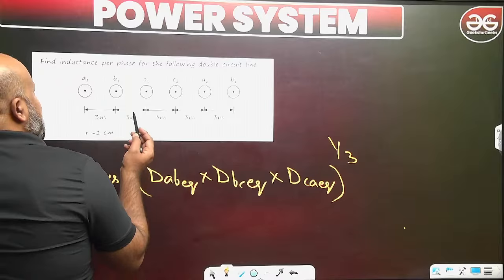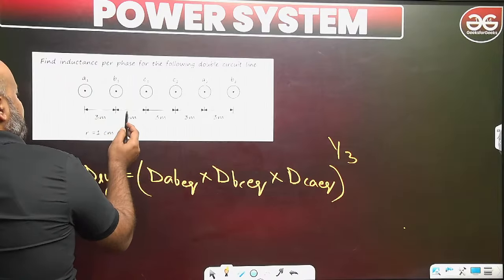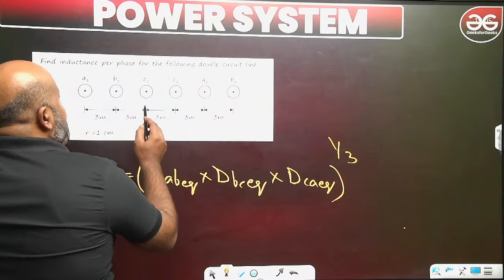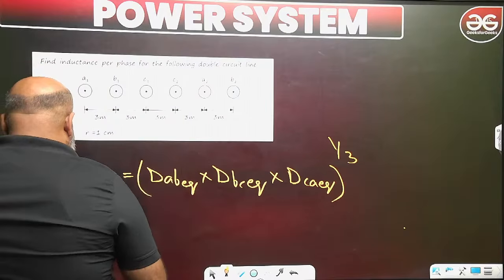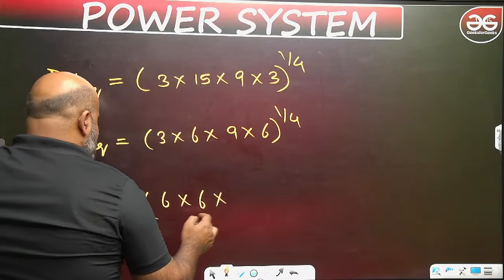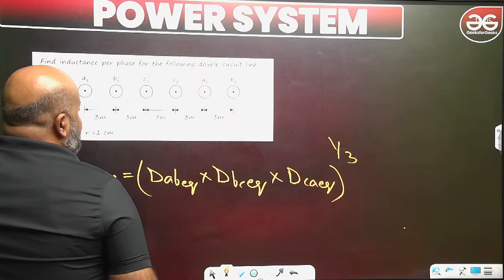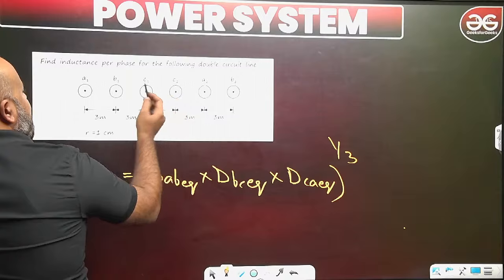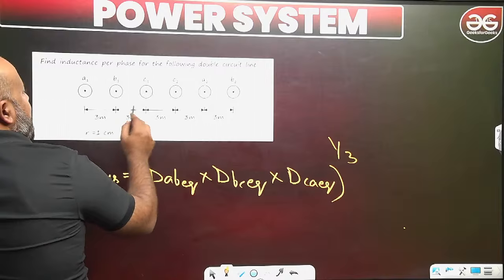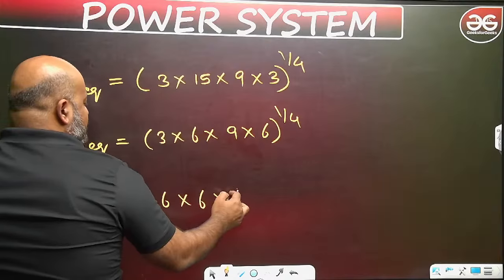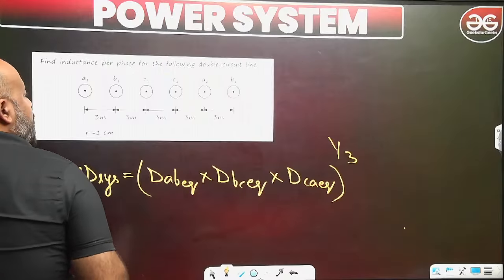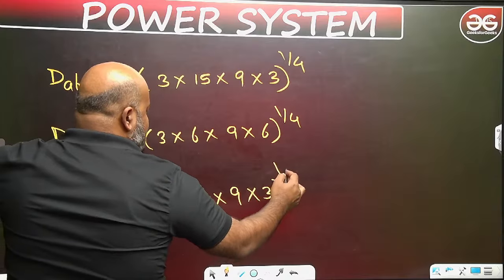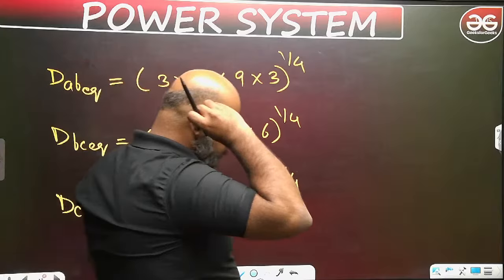Sir, what is DCA equivalent? Distance between C1, A1, 3 plus 3, 6. C1, A2, again 6. You also do this parallelly. Now this is C2, A1. This is C2 and this is A1. C2, A1, 9. And C2, A2 is 3. So this is 3. How many distances? 4. So power is 1 by 4.